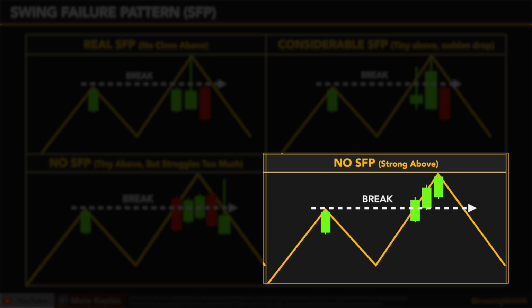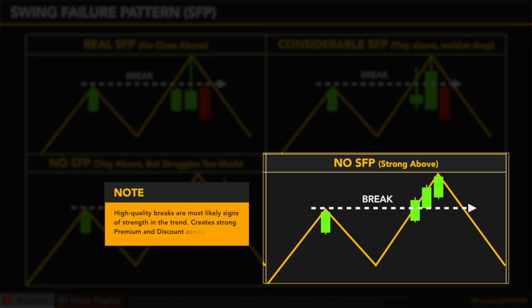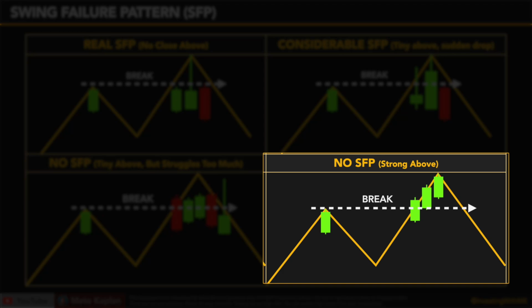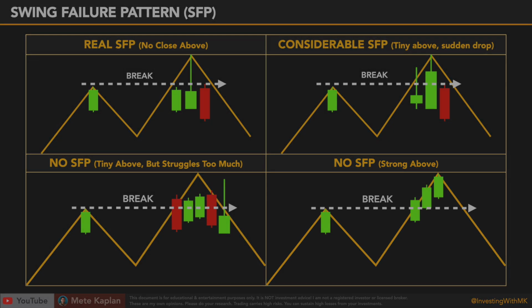The last condition is one that you already know: strong and high quality break. This is the simple part. I would not say this is swing failure or a pure stop loss hunt. This generally indicates that the price is trying to continue its trend, a sign of strength.